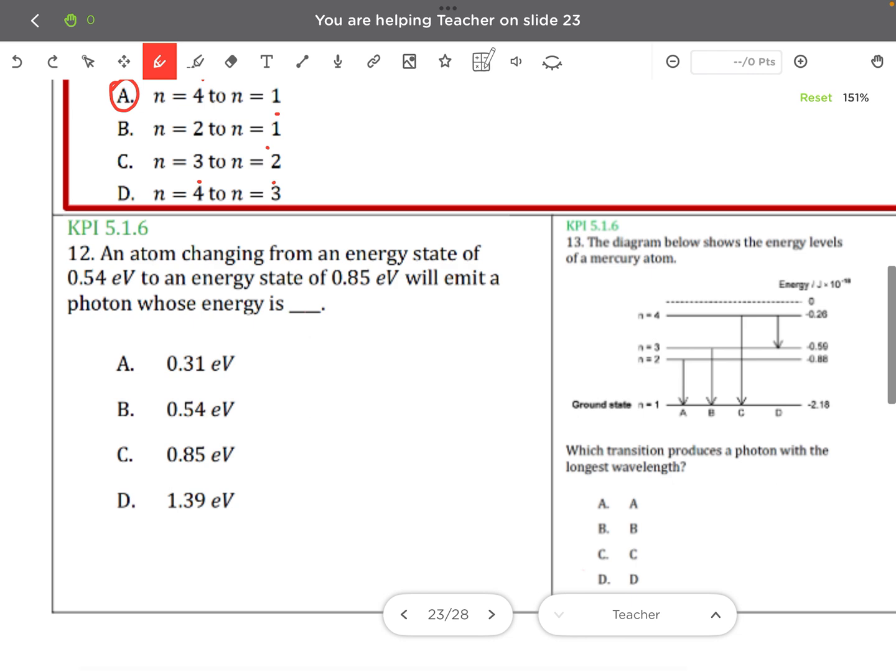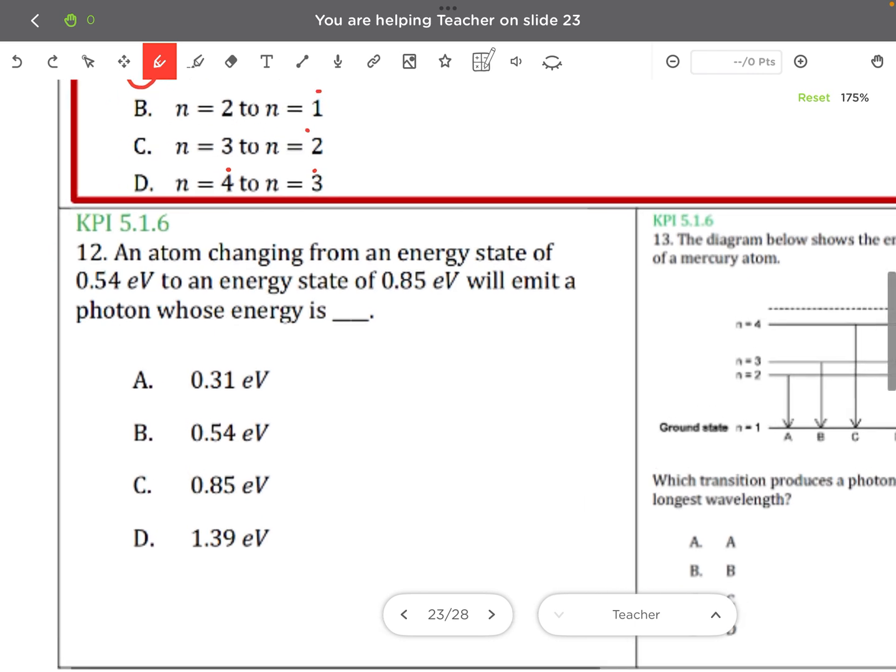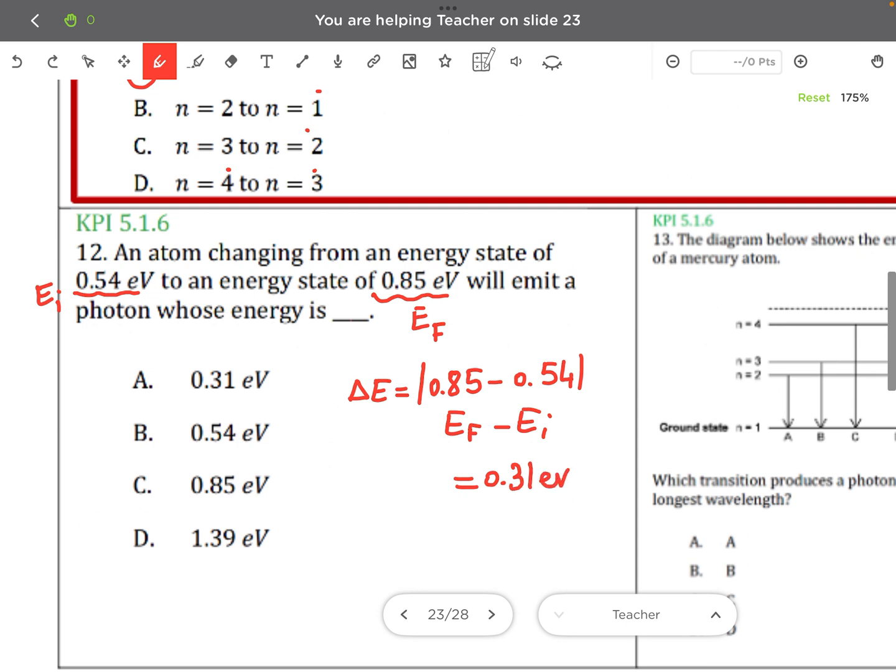Later, if an atom changes from one energy to another, this is the final energy and the initial energy. The change in energy is nothing else than the difference, so I can take the absolute value: E final minus E initial, which will give me 0.31 eV.